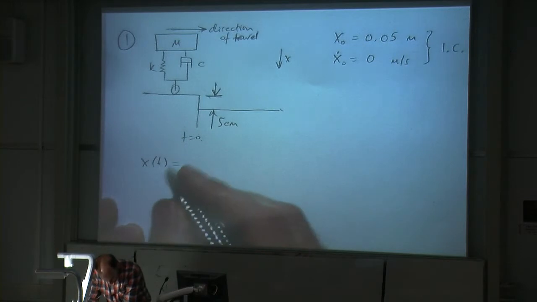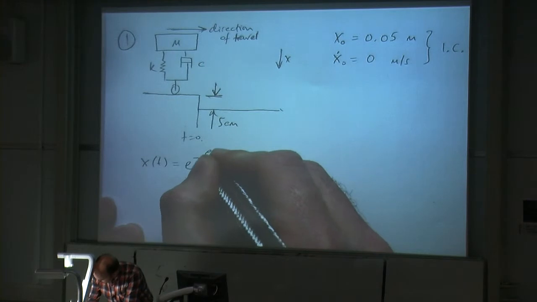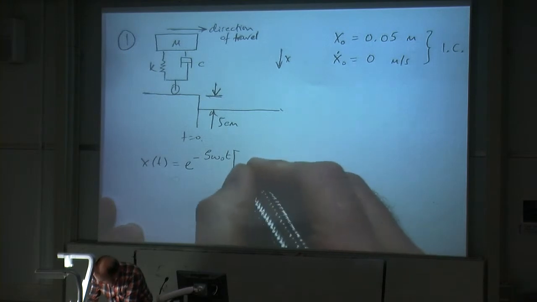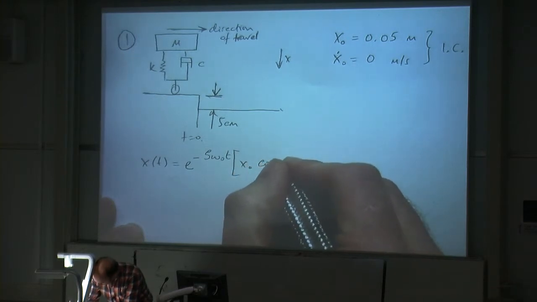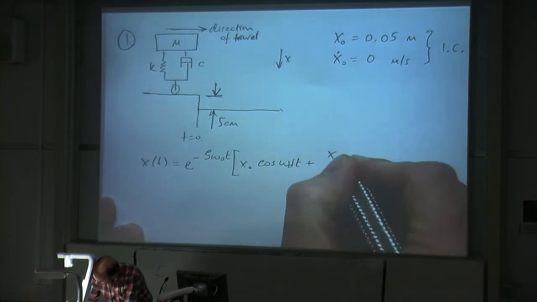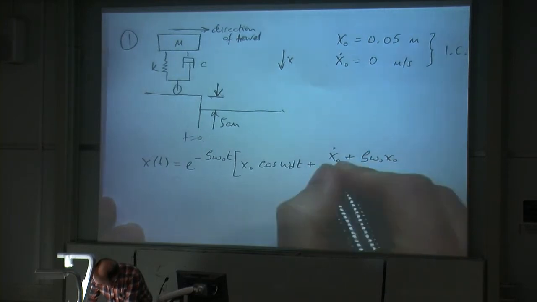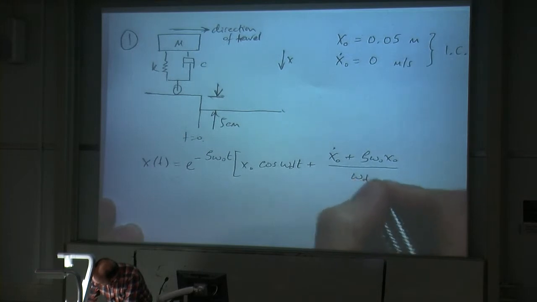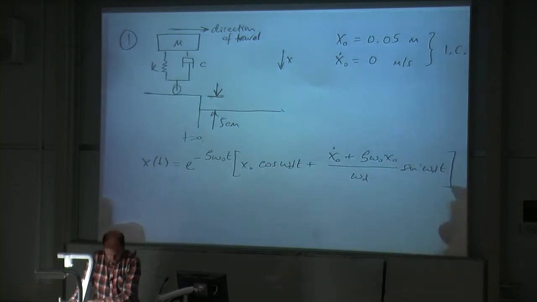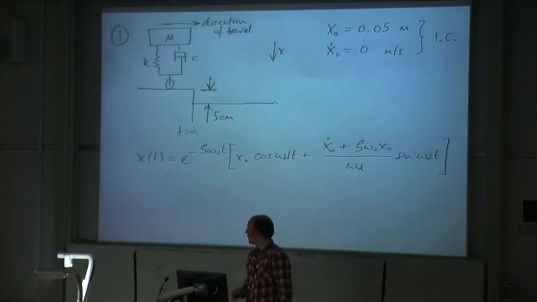So the solution, like I said, is in your formula sheet, so you don't need to remember it: e to the minus zeta omega naught t, times x naught cosine omega d t, plus x naught dot plus zeta omega naught x naught, divided by omega d, sine omega d t. And that, like I said, is on your formula sheet, so you don't need to remember that.